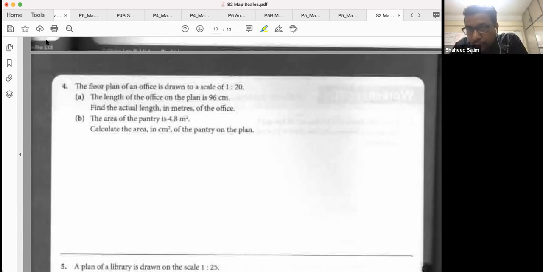Pantry, you know what a pantry is? It's a place where you make drinks and all that in the office. In your school, there's a place for the teachers to make drinks and all that. That's called a pantry, in case you don't know.